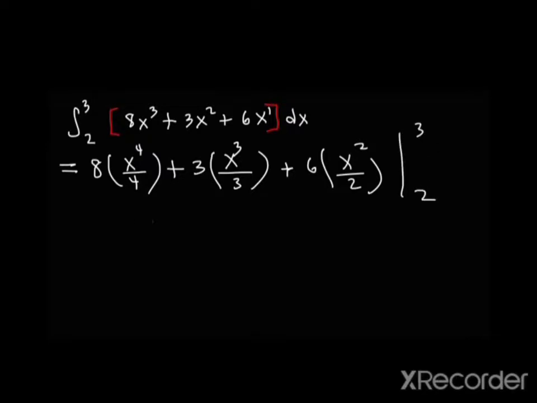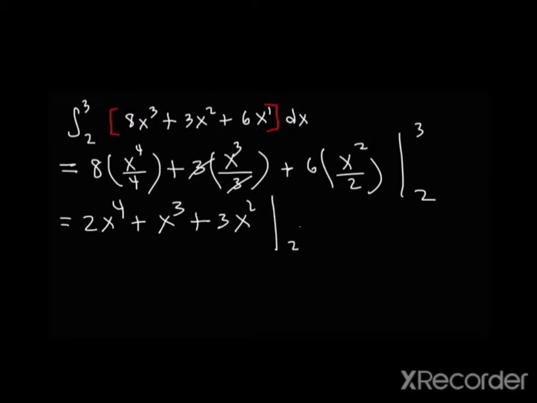So now let's simplify this expression. 8 divided by 4 is 2. So we have 2 times x to the fourth. 3 divided by 3 is 1. So that cancels. So we have 1x cubed, which we can write as just x cubed. 6 divided by 2 is 3. So then this is going to be plus 3x squared, evaluated from 2 to 3.